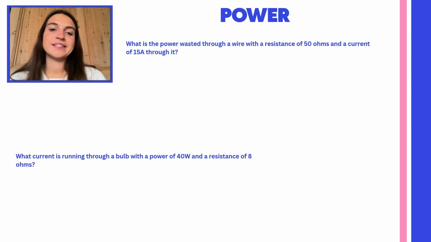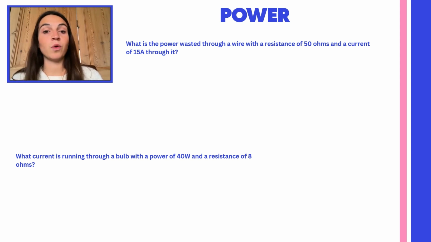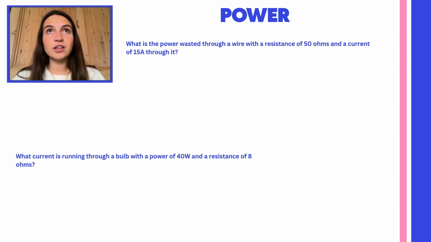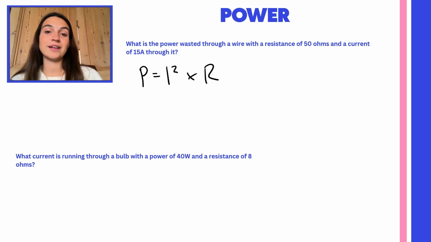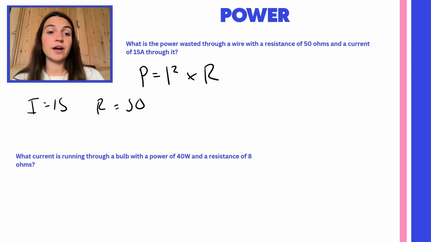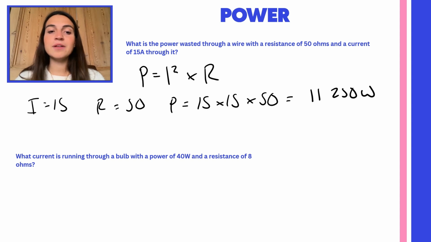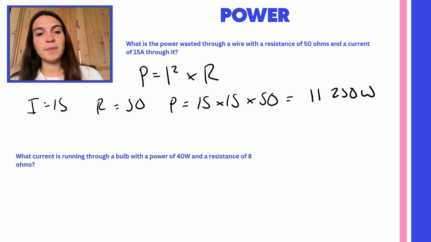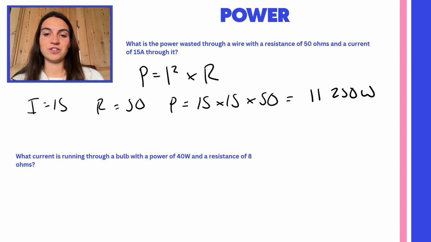Okay, what is the power wasted through a wire with the resistance 50 ohms and the current of 15 amps through it? So again, basically the hardest part of this question is what equation should I use? And I'm going to use the equation P equals I squared times R. Why? Because if I write out what I've got in my question, I have got a current I of 15 and I've been given a resistance R of 50. So that's the only equation that has those two variables in it. My power then is 15 squared, or 15 times 15 multiplied by resistance 50, 11,250 watts.